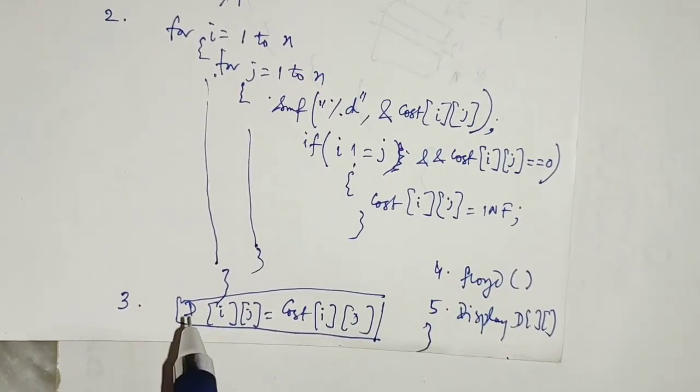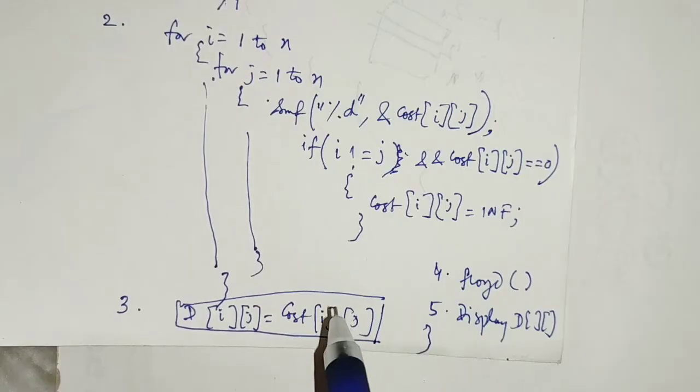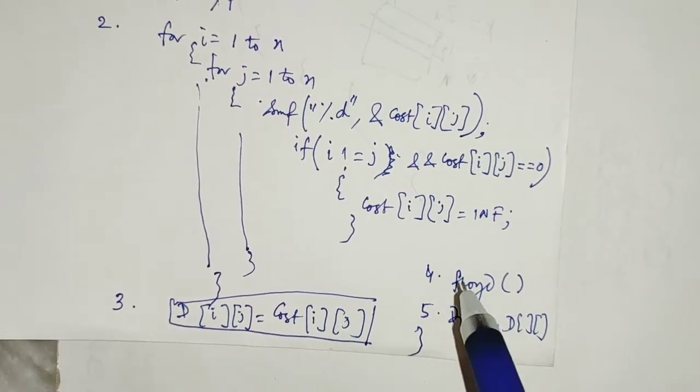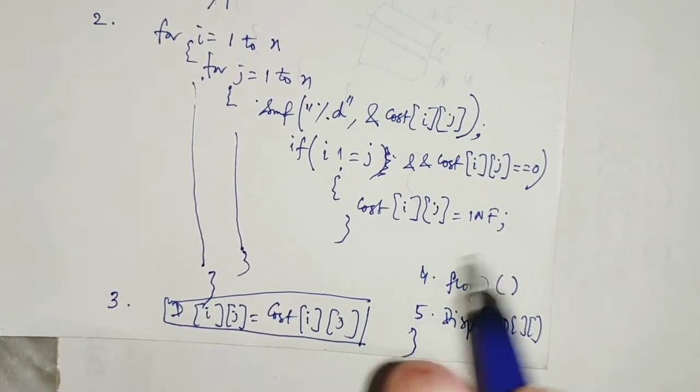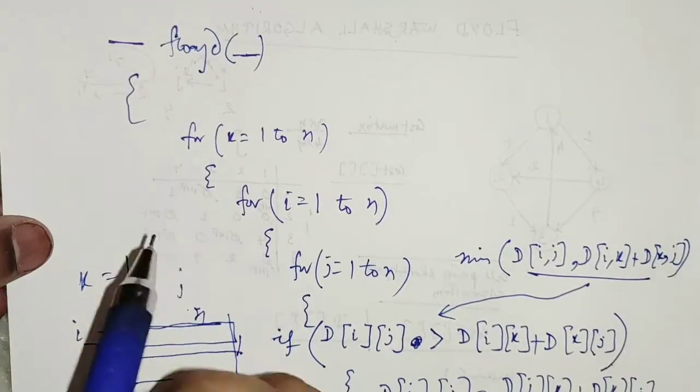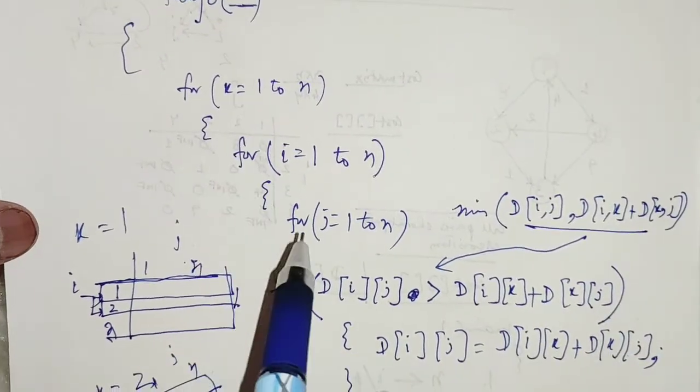Then take another matrix D and copy all the entries of the cost matrix into D. Then call the function Floyd. Then display D. The Floyd function is very simple. There are three loops, i, j and k.